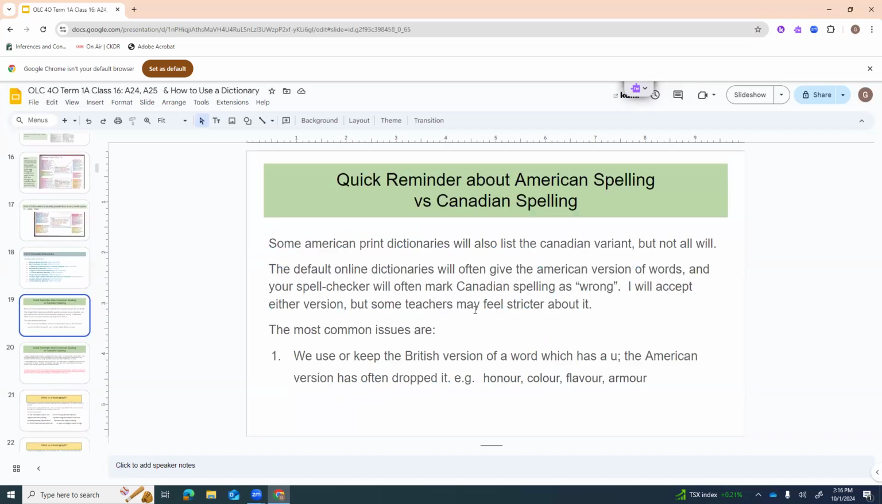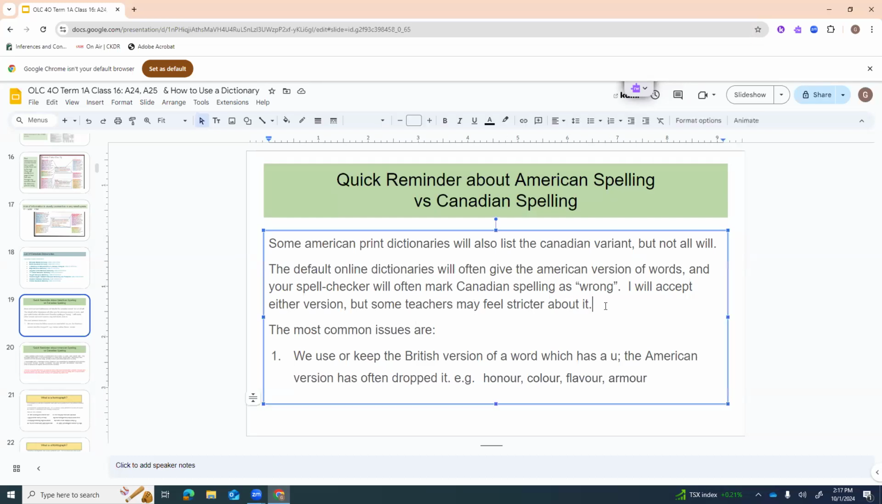Now, quick reminder about American spelling versus Canadian spelling. Some American print dictionaries are going to list the Canadian variant spelling, but not all will. What also happens is when you're using online dictionaries, the default is almost always the American version. Occasionally, it will give you the option to choose Canadian English or British English versus American English, but not always. So sometimes you'll find that your spell checker, for example, might mark Canadian spelling as wrong. Now, I will accept either version because I'm aware that people get used to the spell checker saying it's the right way. But some teachers might feel stricter about it.